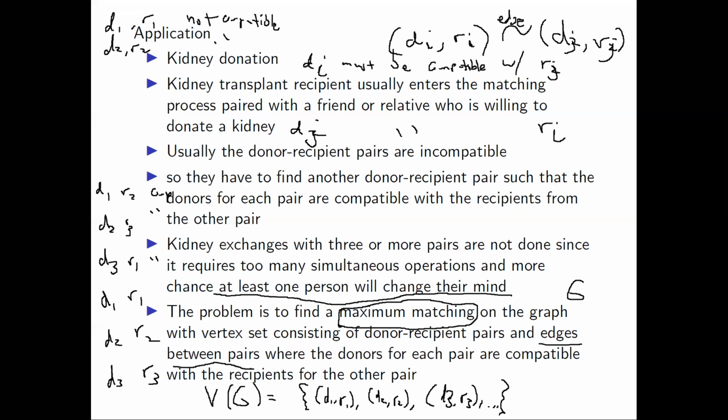So if we can find a maximum matching, all we have to do is just construct that graph and find the maximum matching, and that gives us the most number of people that we can save based on this compatibility, and also based on the rule that we're not going to take these chains of length 3 or more. So that's one interesting application. I thought that one was really cool, and there's plenty of other applications as well.